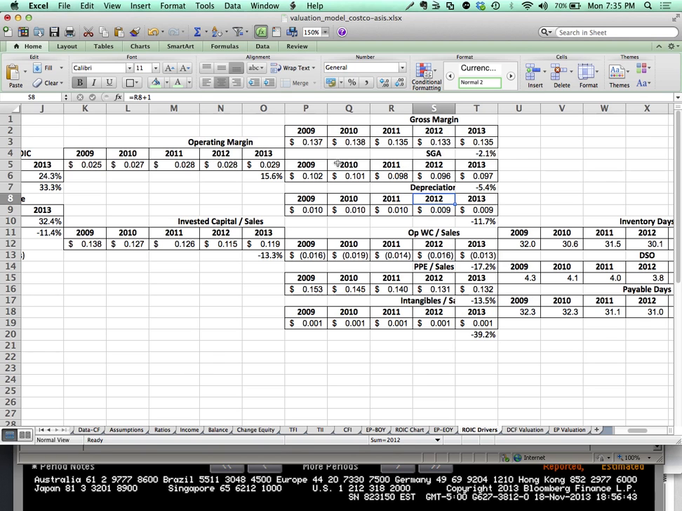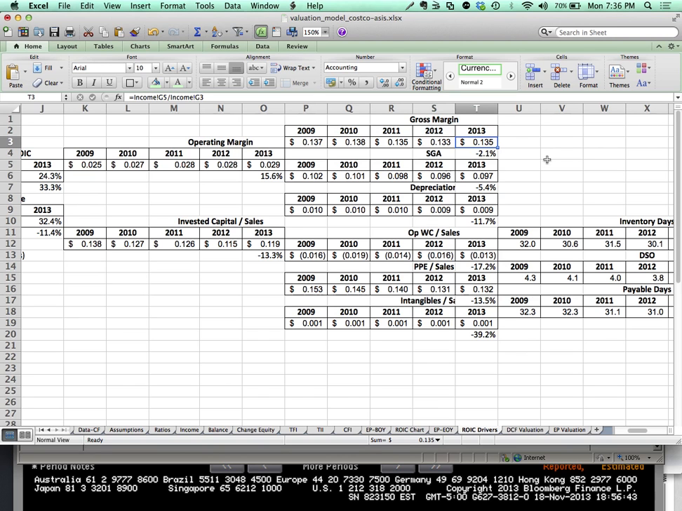What happened to their gross margin? It went from 13.7 to 13.5. Did that help or hurt their operating margin? Actually hurt it. So the operating margin did not go up because of gross margin, which is the difference between the price and the cost of goods sold on their merchandise. They're not getting better markup on their merchandise, they're actually getting worse.